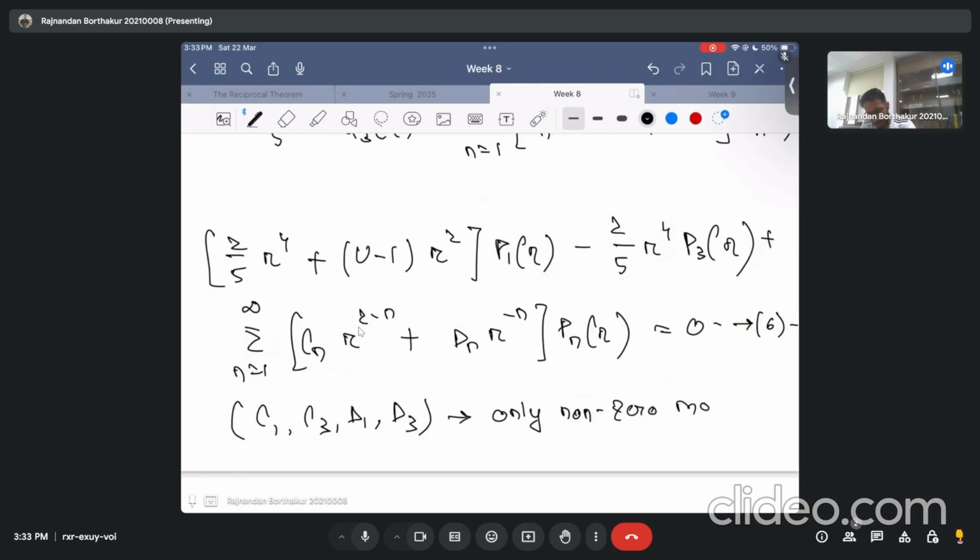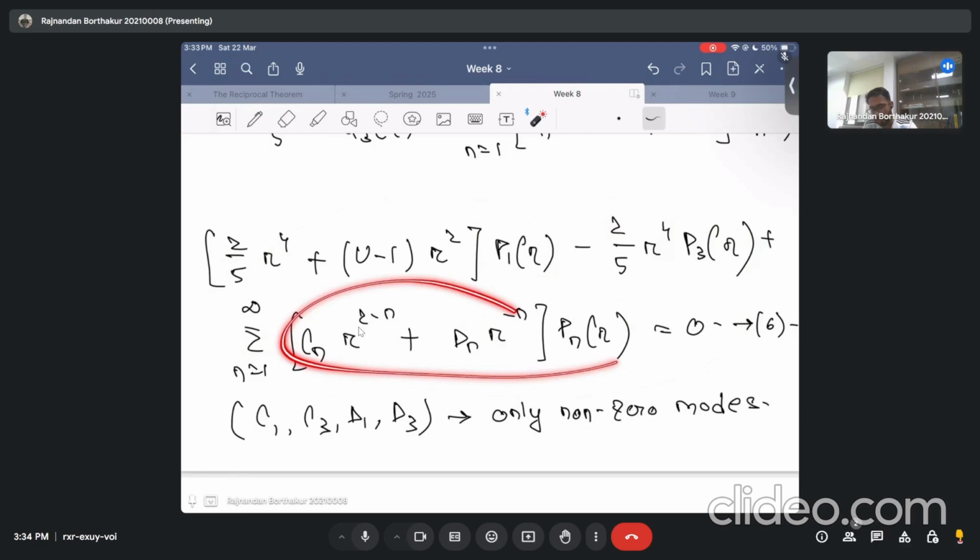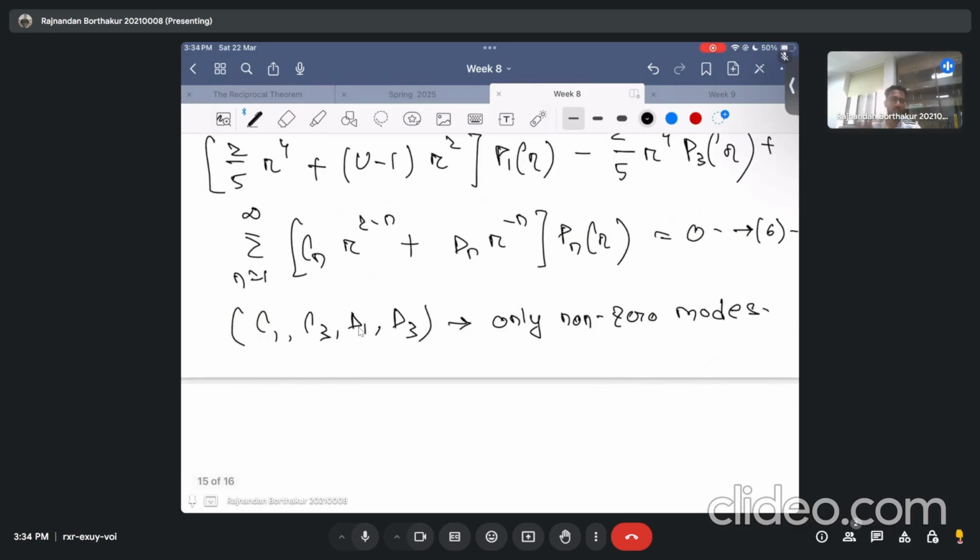These are the only non-zero modes. So this means that all other modes apart from n equal to 1 and n equal to 3 in the disturbance stream function will just go to oblivion. They are just 0 basically. And this is the result of orthogonal functions.